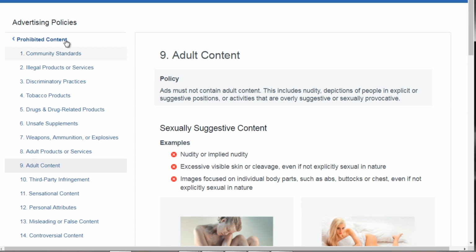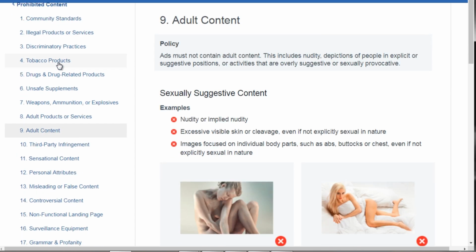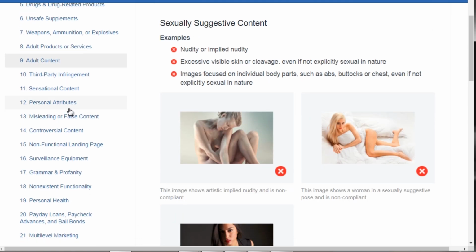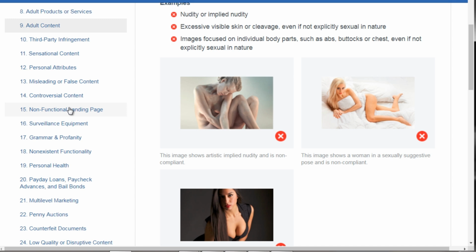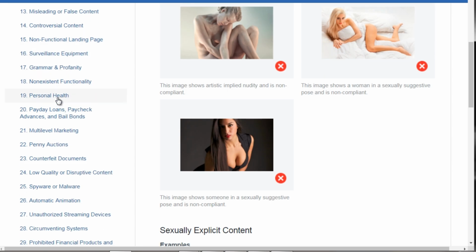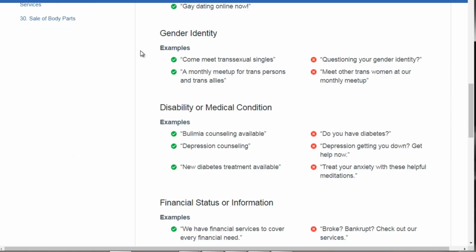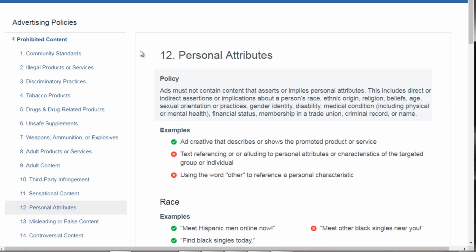So what you need to do is go through the prohibited content, make sure that you're not in there. Weapons, third-party infringement, personal attributes, and all that. So I know this takes time, but you're going to be thankful in the future. Because when you get an account banned or deleted, that's just a headache.